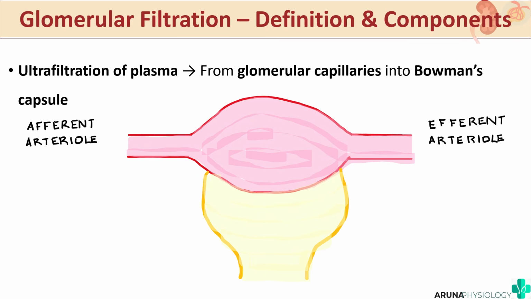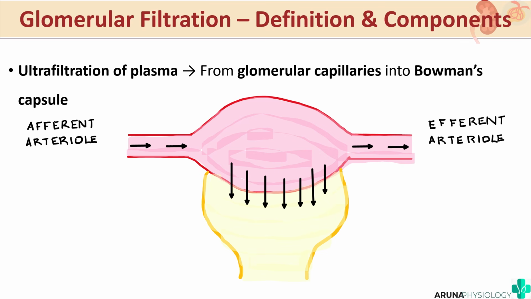It is basically the ultrafiltration of plasma from the glomerular capillaries into the Bowman's capsule. If the blood flows from the afferent arteriole and reaches the glomerulus, then due to the action of the different forces present here, there will be filtration of the plasma into the Bowman's capsule and the rest goes through the efferent arteriole. So what are these forces which cause this filtration?